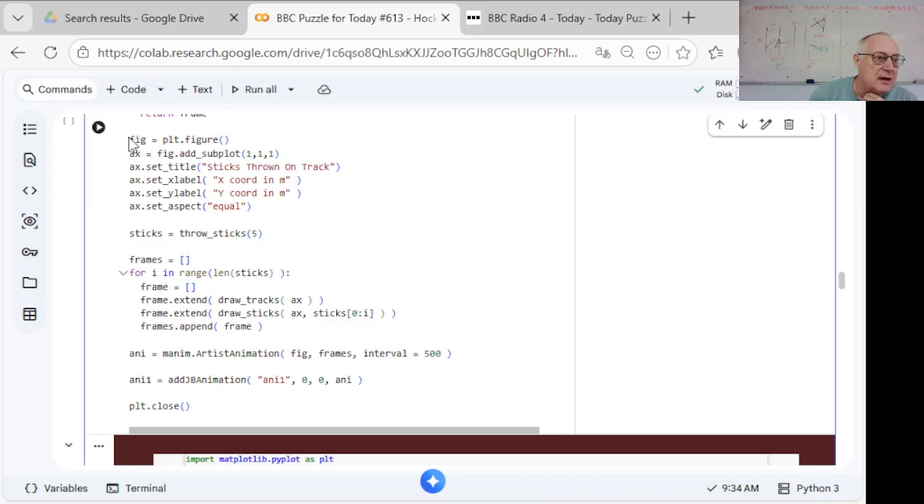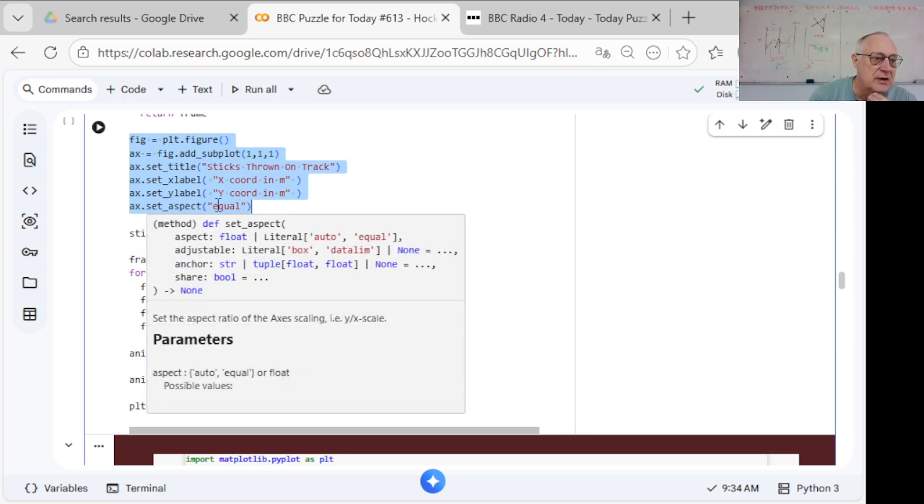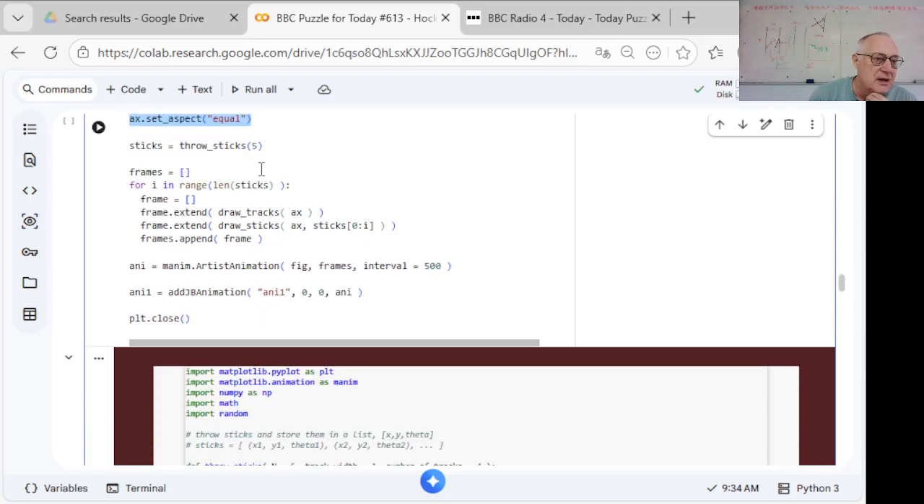So then I start a figure, create an axis object, 1, 1, 1, only one, so it's the only one. Set a title, set the label, and make sure that the aspect ratio is equal so that it looks nice. Then I generate 5 random sticks, and then I throw them here, and then here I draw them.